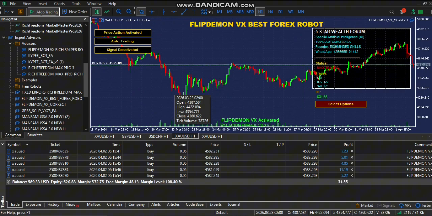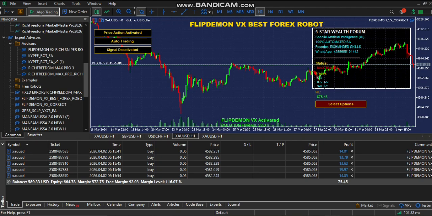Let's go. All right, so the first thing I want to do is show you exactly where we are starting from. No secrets, full transparency. You can see right here on the MetaTrader 5 platform, the balance of this account is $589.33. That is our starting point today. The equity is $1,663. You can already see the positions are running and they are positive, but I will explain all of that in a moment.